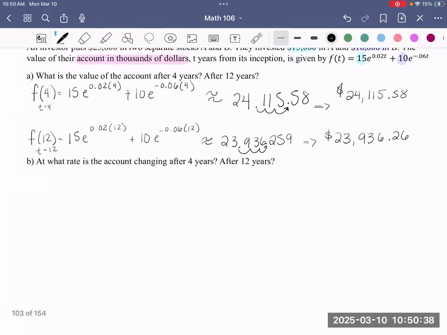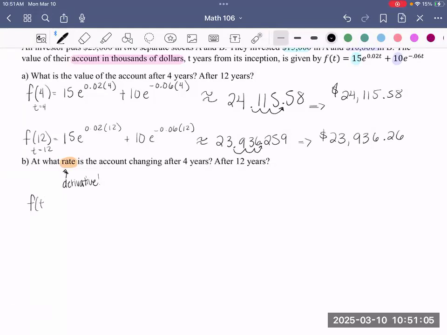So then it's going to ask, well, at what rate? And we talked about in chapter 3 what we do when we see the word rate. Rate means that we're going to do what? Well, this is the derivative. We want to know how fast is it changing in the account after the 4 years and again after the 12 years. So first we need to come up with some sort of derivative for this function.